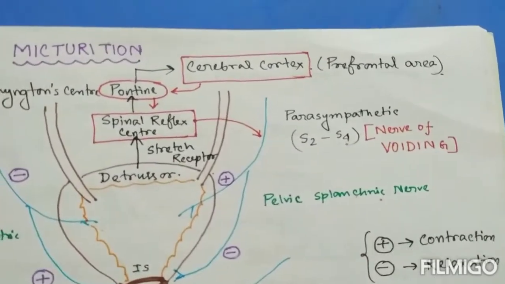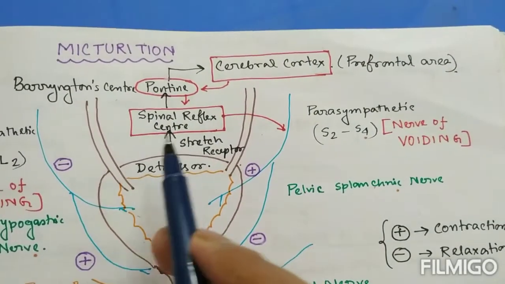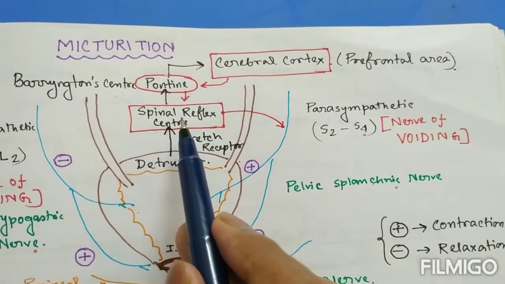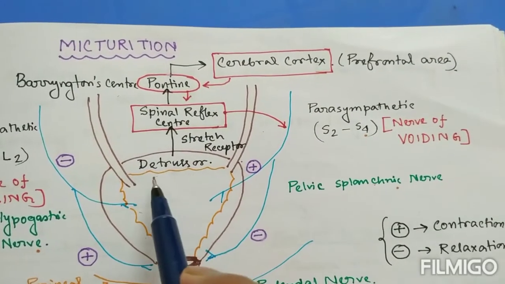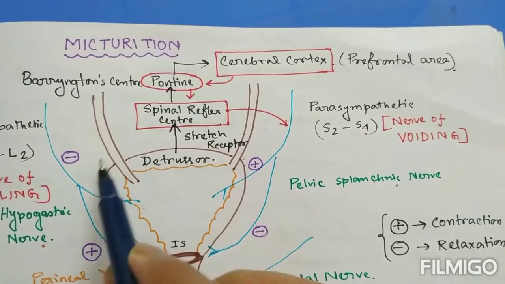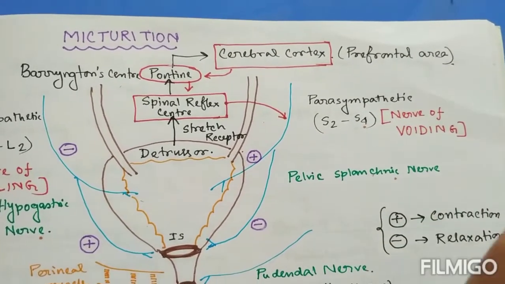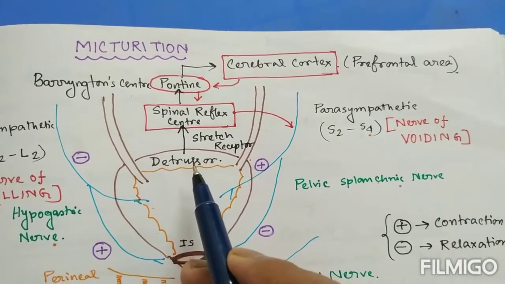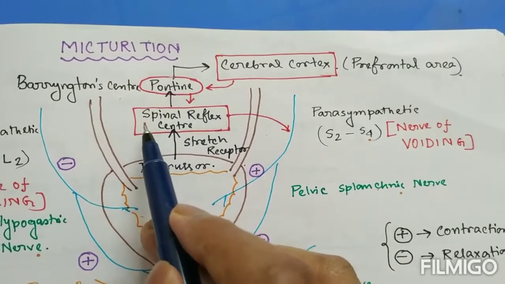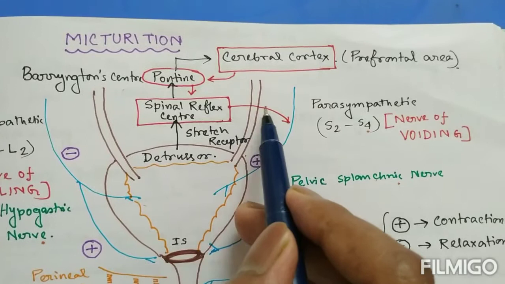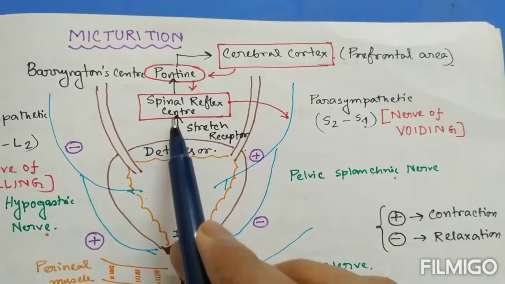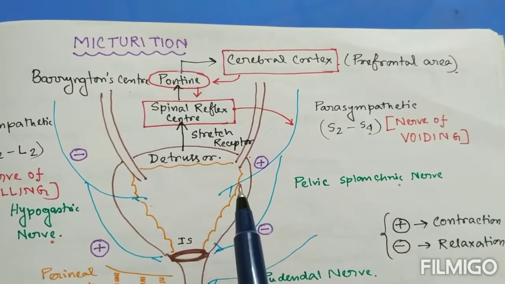Now coming to the reflex. The reflex is mainly a spinal reflex, and the reflex center is present in sacral segments S2 to S4. There are various stretch receptors present on the wall of the detrusor muscle. When the urinary bladder is stretched due to the pressure rise, it sends afferent signals which reach the spinal reflex center, and ultimately it sends efferent signals via the parasympathetic fibers. Thus a spinal reflex arc is constituted.